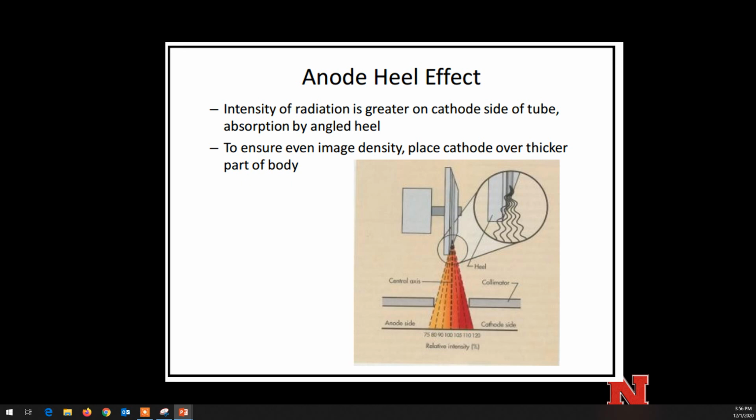So in terms of fundamental concepts, you have to know about the heel effect. What it is, is that the intensity of radiation is greater on the cathode side of the tube, this side over here, because there's absorption within the anode due to this angulation which directs the X-ray beam towards the person. So to ensure an even image density, the cathode is typically placed over the thicker part of the body. On this side, because there's more anode material, you're going to have a relatively less intense beam because some of the beam is absorbed within the anode itself. On the side near the cathode, you're going to have a more intense beam because there's less traveling through the anode, functionally resulting in a higher intensity beam on the cathode side.